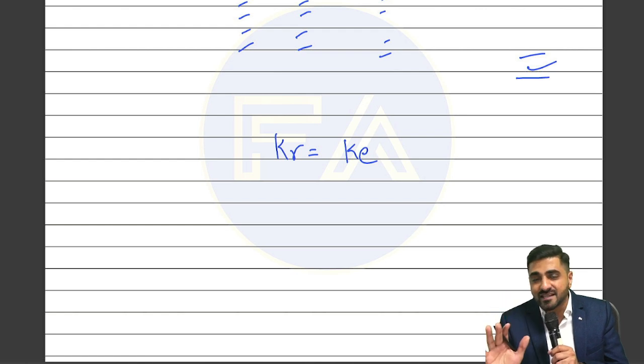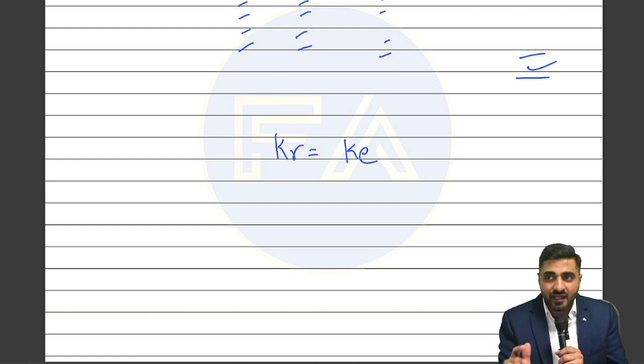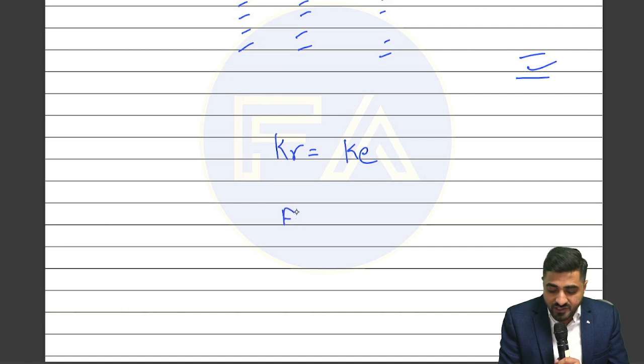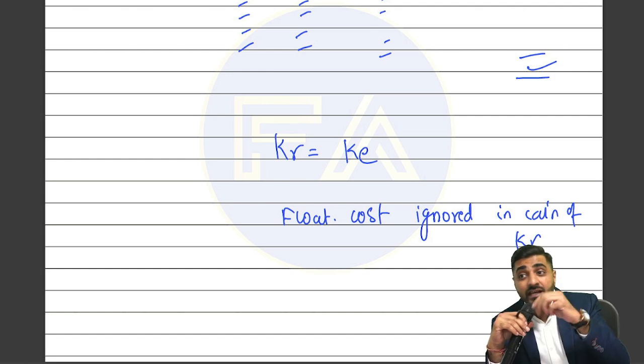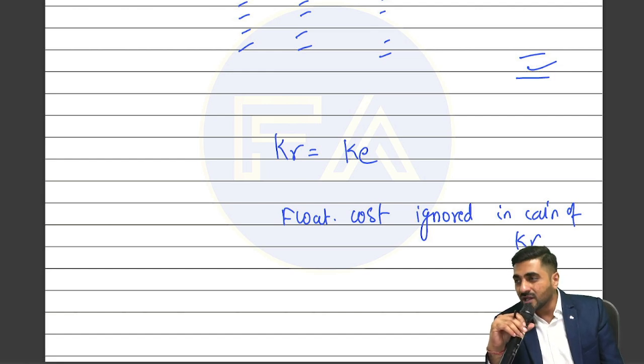But the only exception you have to remember is flotation cost. Flotation cost should be ignored in the calculation of KR, because flotation costs are share issue expenses. Will flotation cost come in the calculation of KR? The answer is no. We never have flotation cost from the KR perspective. We have it from the KE perspective, yes or no?